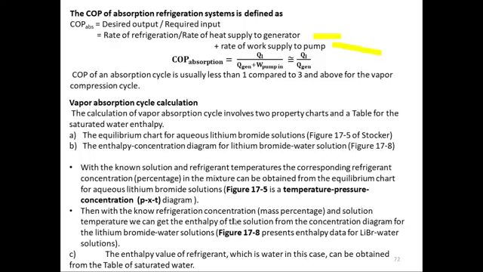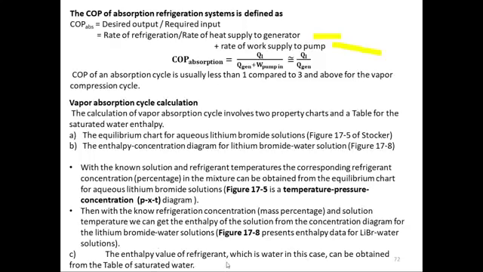Then, this is part B. With the known refrigerant concentration and the solution temperature, we can get the enthalpy of the solution from the enthalpy concentration diagram of the lithium bromide water solution. So first we will know the solution's temperature and the pressure of the solution. Once we know that, we can find out the concentration. Once we know the concentration and temperature of the solution, we can find the enthalpy value of it. It's fairly easy. Once I show you, you will understand.